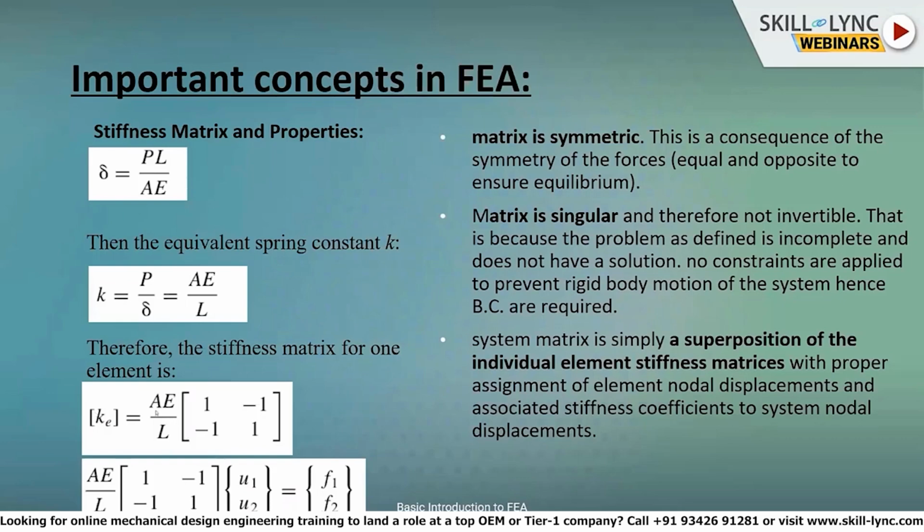Instead of K, we are going to write AE by L, because when we are doing FEA, we know the material properties and we know the geometry, through which we are going to define the stiffness matrix. And displacement is unknown. Forces we know, F1 and F2, and we know the stiffness matrix. So we will invert the stiffness matrix to find U1 and U2. We will create the equation. We will solve for unknown U1 and unknown U2.